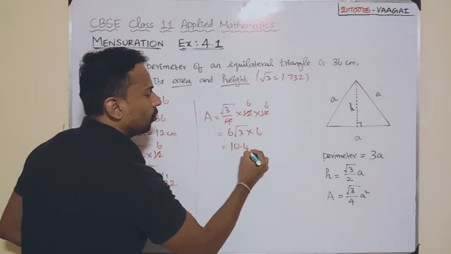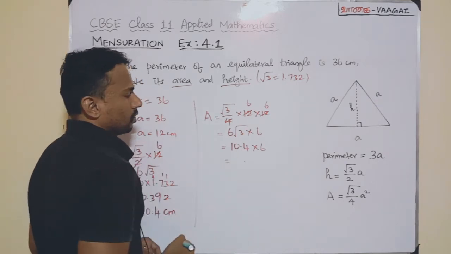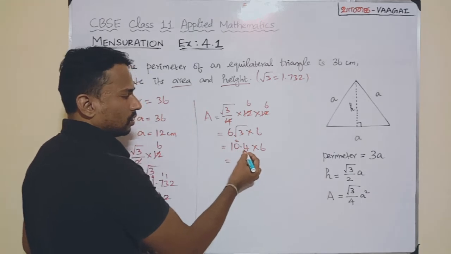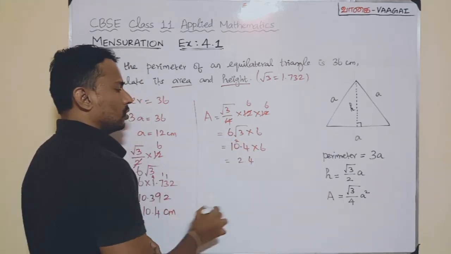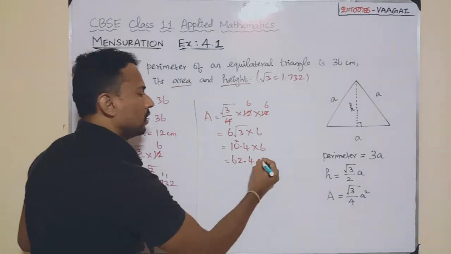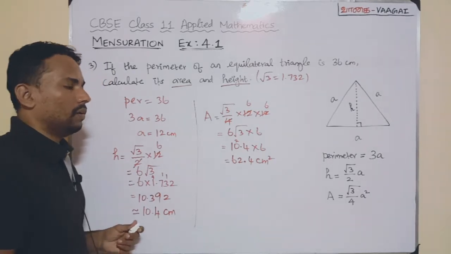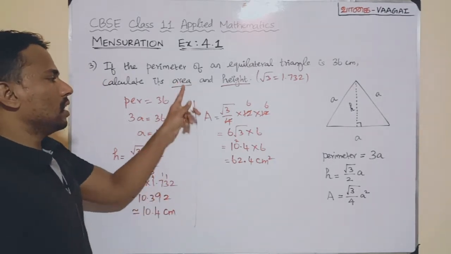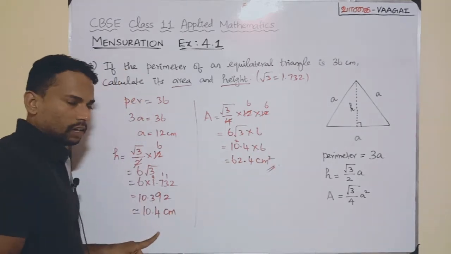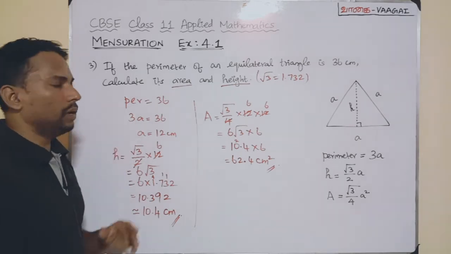So 10.4 into 6 will actually give you, 4 6s are 24. So 2 is the carry. Again 6 zeros are 0 plus 2, 2. So 2.4, and 6 ones are 6. So 62.4 centimeter square, because we are finding the area. So yeah, both the values we found now. So area is going to be 62.4 centimeter square, and height of this equilateral triangle is going to be 10.4 centimeters. So these are going to be the answers for your question number 3.